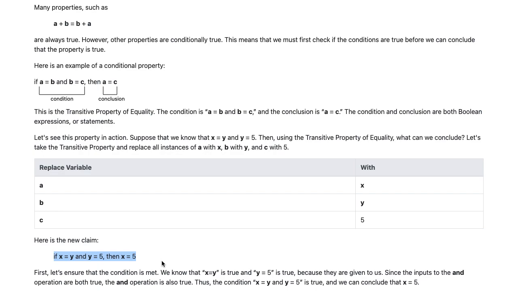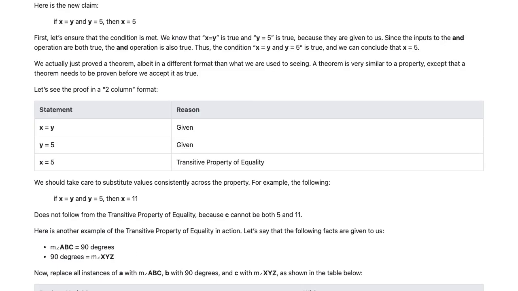We actually just proved a theorem, albeit in a different format than what we're used to seeing. A theorem is very similar to a property, except that a theorem needs to be proven before we accept it as true. Let's see the proof in a two-column format. The first statement says x is equal to y, and this is given. The second statement says y is equal to 5, and this is also given. Finally, the third statement says x is equal to 5, and this is true because of the transitive property of equality.